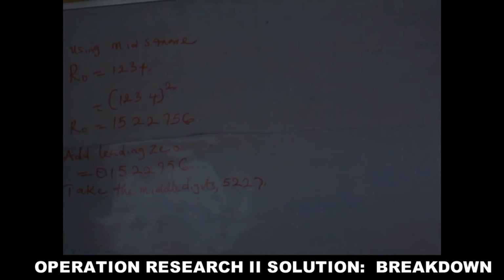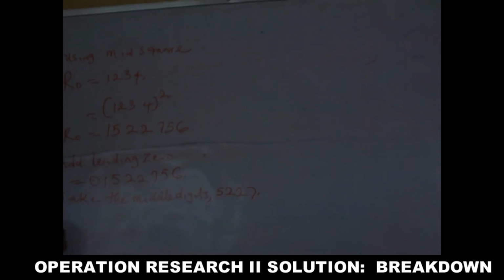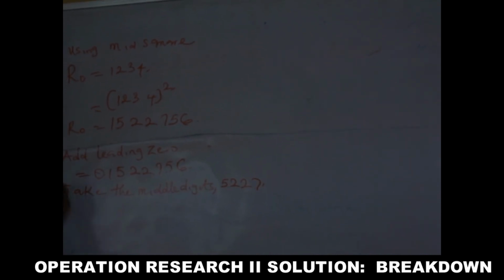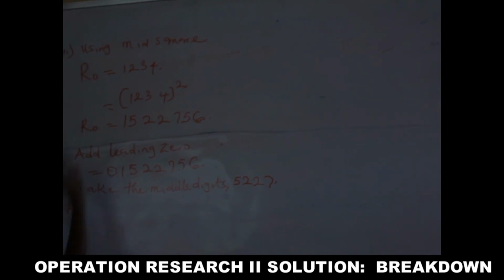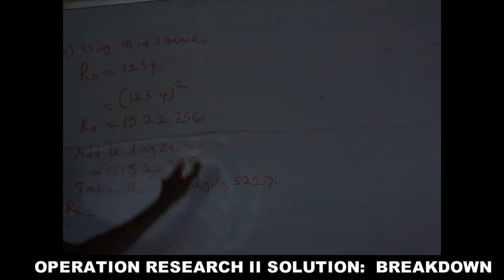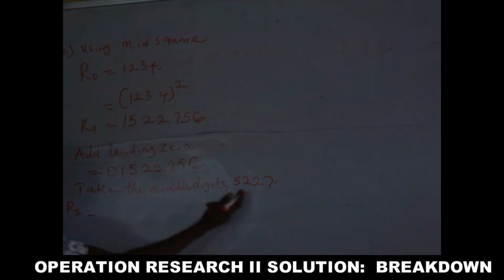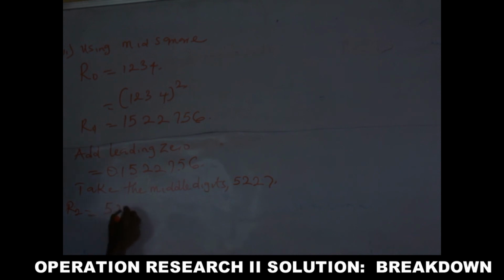So we square the middle digits again, and we make that our R1. Here will be our R1, then let's call the next one R2, because the R0 is the initial. So our resultant answer will give us the R1. Now for R2, we are taking the middle digit. I told you earlier that mean square means taking the middle digit, squaring it, then from there you generate your random number. So you have 5227 raised to power 2.